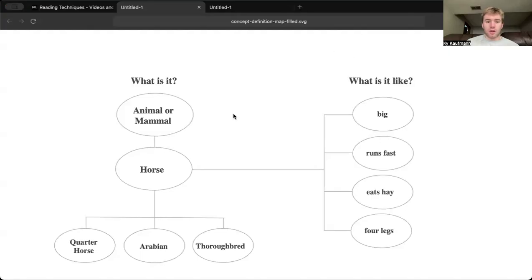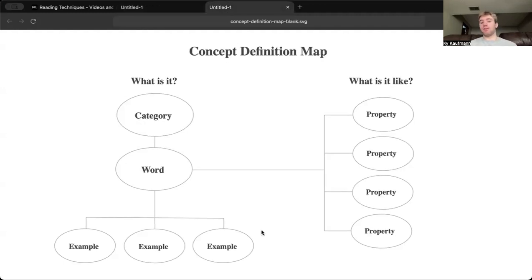And then we also have the concept definition map. Excuse me. It's very similar to a graphic organizer in the way that you're mapping things out, but it's also definitely different. All right, and so this is a filled out example. What we have here is a blank example. This is better to start off with at least.